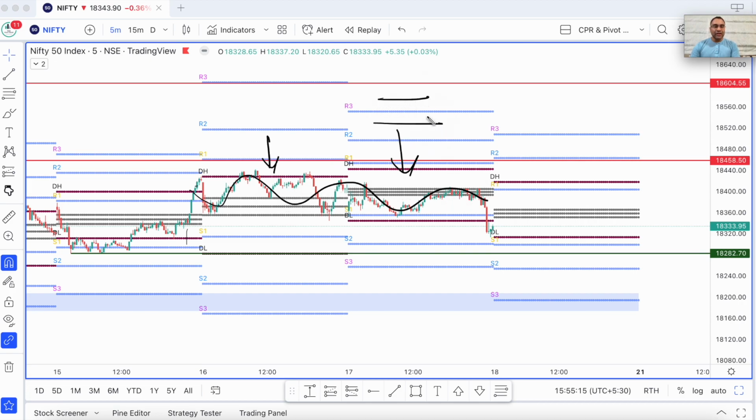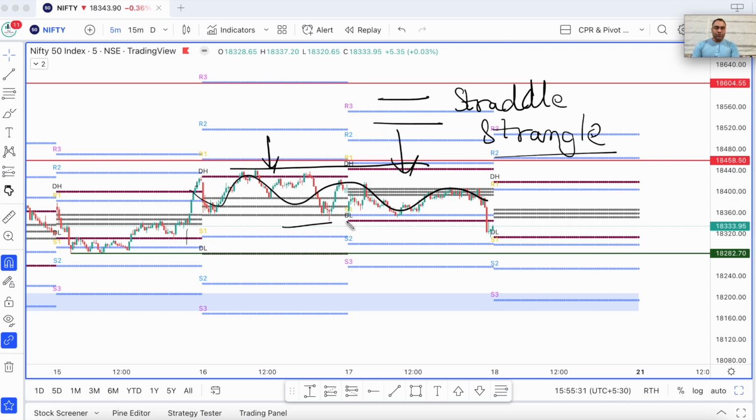And since it is within a range, straddle and strangle players will be happy. Why would they be happy? Because these players, especially the ones who open strangles, will have a good theta decay, right from this level to between this and this level.